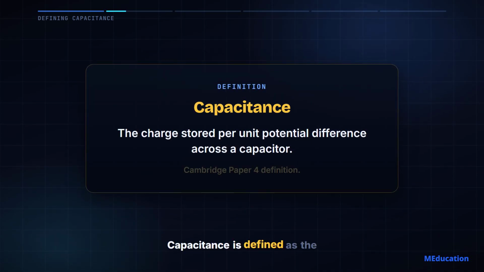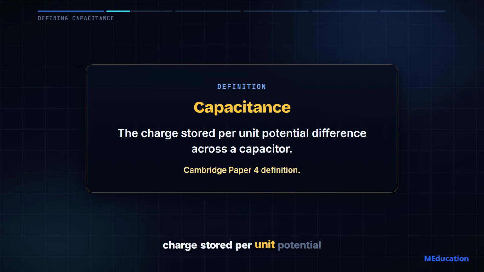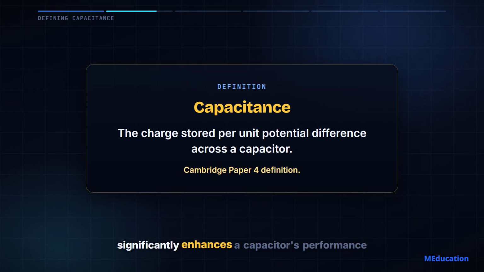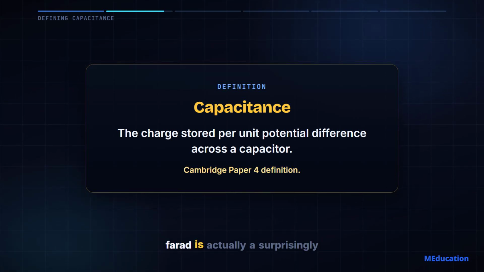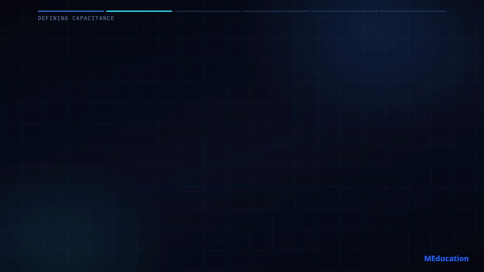Capacitance is defined as the charge stored per unit potential difference. You will learn how the physical geometry of parallel plates dictates this storage capacity. We will also explore why inserting an insulating material known as a dielectric significantly enhances a capacitor's performance. You will see why the farad is actually a surprisingly massive unit of measurement.